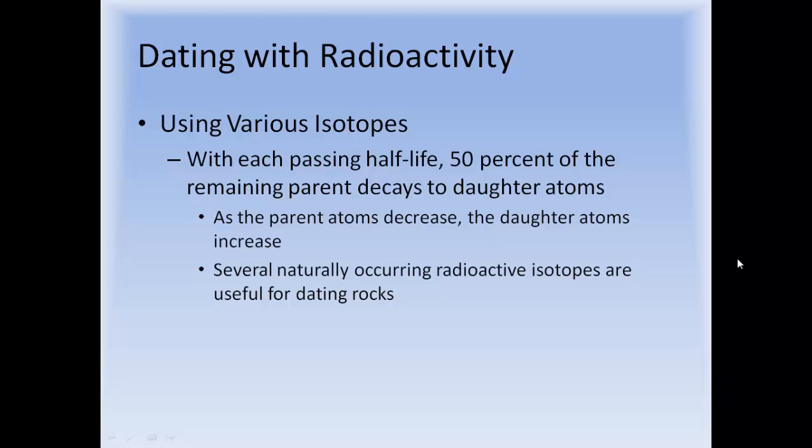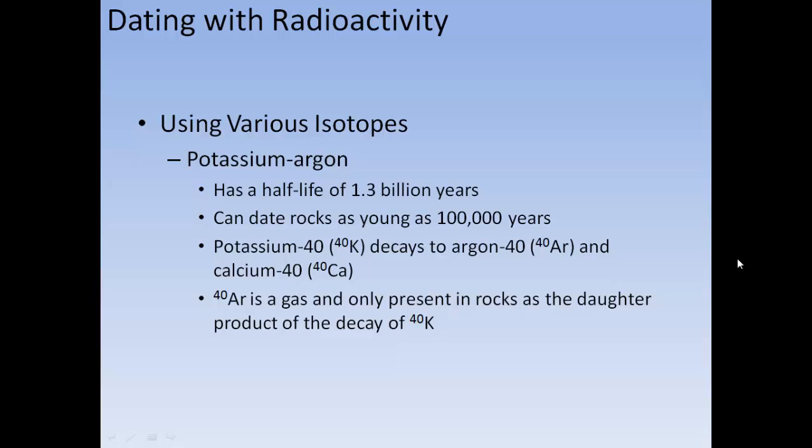Using various isotopes, for each passing of a half-life, 50% of the remaining parent decays to the daughter atoms. As the parent atoms decrease, the daughter atoms increase. Several naturally occurring radioactive isotopes are useful for dating rocks. Potassium-argon has a half-life of 1.3 billion years. It can date rocks as young as 100,000 years old.